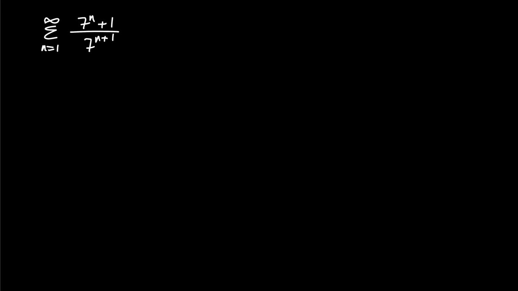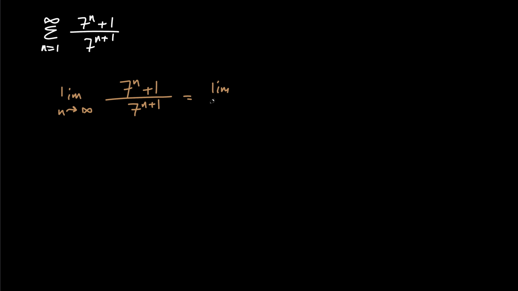In this problem, we're being asked to determine whether the given series converges or diverges according to the divergence test, or the nth term test. So I'm going to take the limit as n goes to infinity of my general term, right? My general term here is (7^n + 1) over (7^(n+1)).